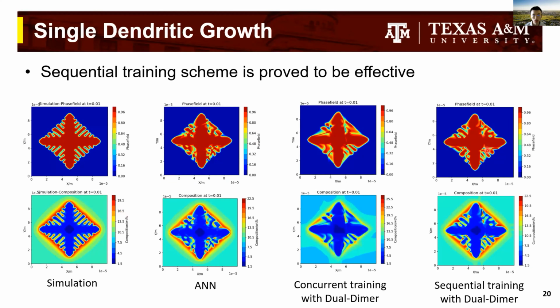So as you can see here, the prediction result from the sequential training scheme is the best. However, you can see the secondary arms cannot really match the secondary arms of the simulation result. So there are still a lot of open challenges and questions for PINNs to solve this multiphysics problem.